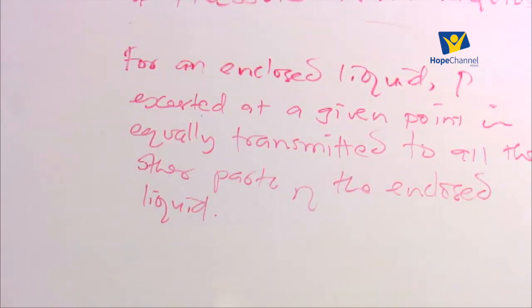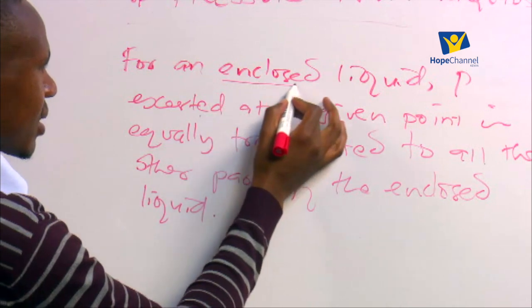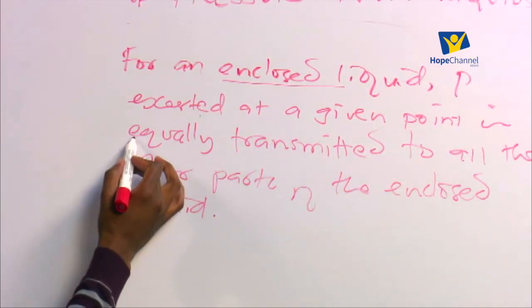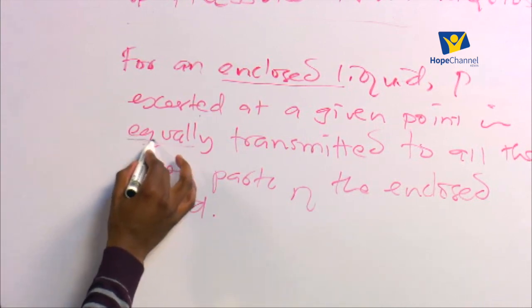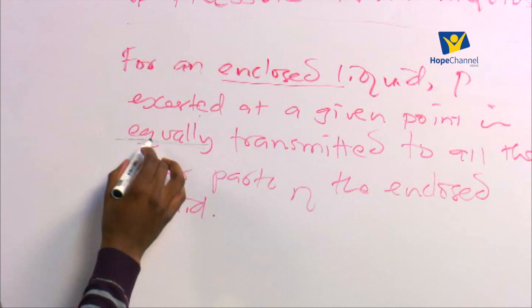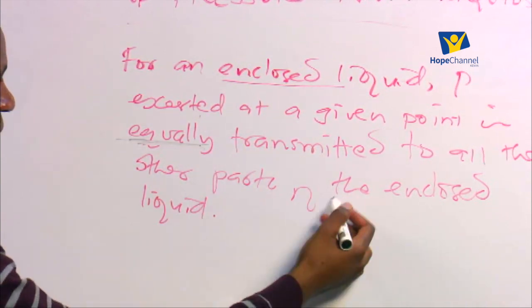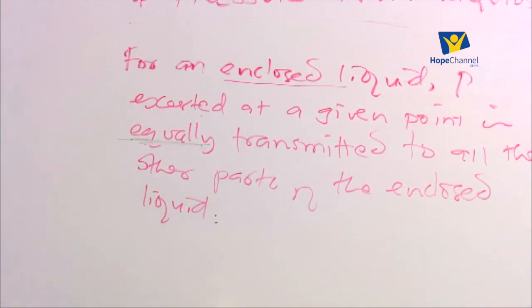For an enclosed liquid, the pressure exerted at a given point is equally transmitted. This part here you have to get: we particularly talk of enclosed liquids, and then the pressure exerted at a given point is equally transmitted. These are the key points in that principle. So we have equally transmitted, we have enclosed, to all the other parts of the same enclosed liquid, and we call that one the principle of transmission of pressure.